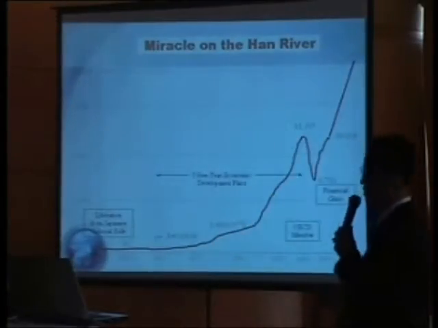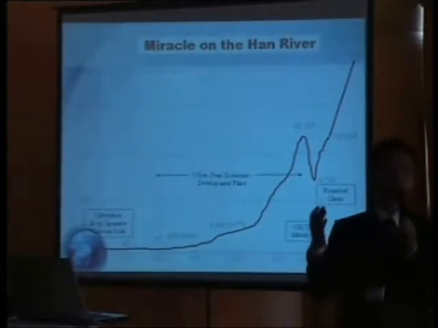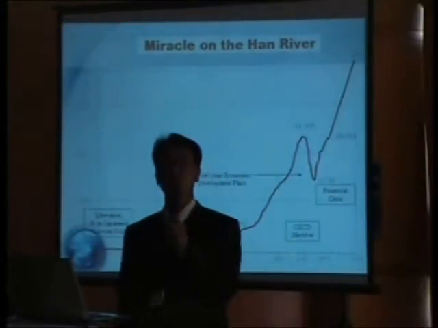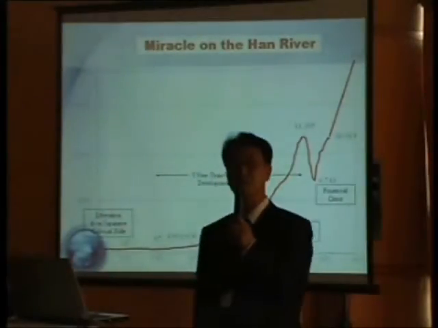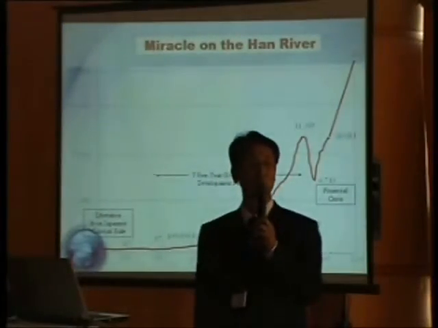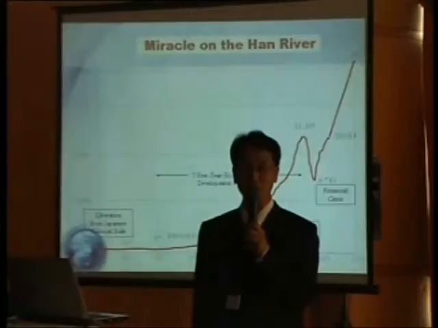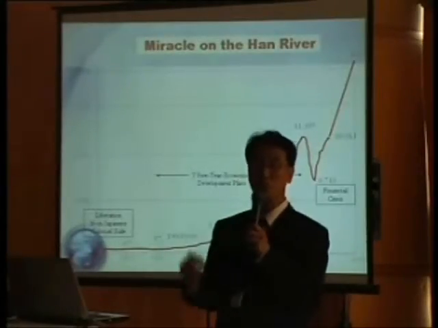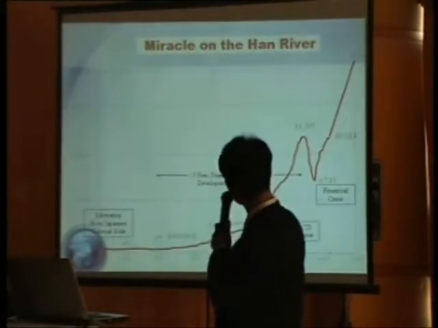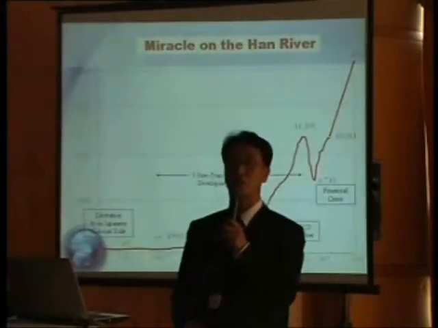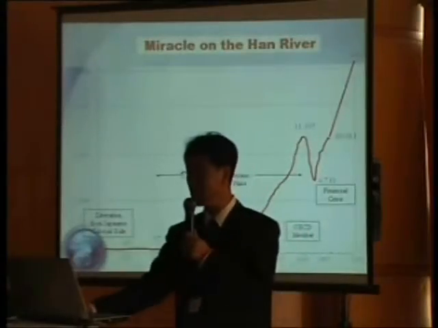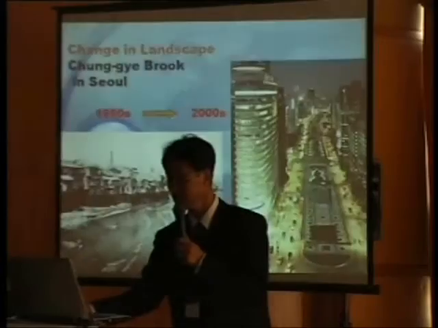Numbers really tell the truth. When we launched the first economic development plan in 1962, we were the poorest in East Asia and one of the poorest economies in the world. But we made remarkable growth to reach over $20,000 income per capita in 2007. So it deserves to be called the miracle on the Han River economy.